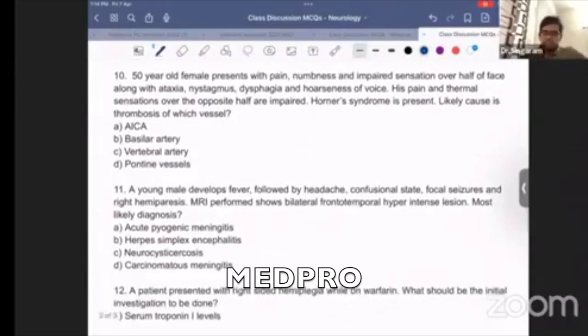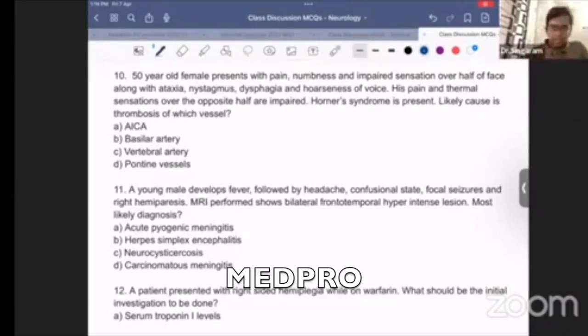A 50-year-old female presented with pain, numbness, and impaired sensation over half of the face, along with ataxia, nystagmus, dysphagia, and hoarseness of voice. Pain and thermal sensation over the opposite half of the body are impaired. Horner syndrome is present. Likely cause is thrombosis. Thrombosis means occlusion of which blood vessel? Any comment? Okay, let us look at the question.